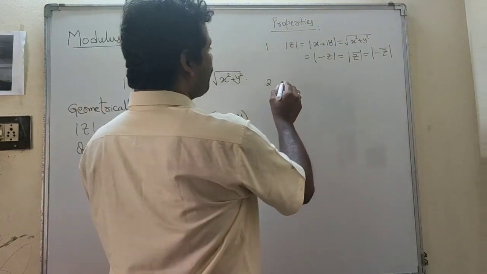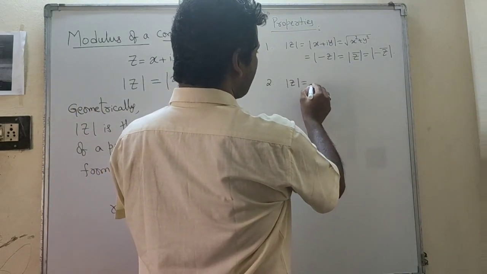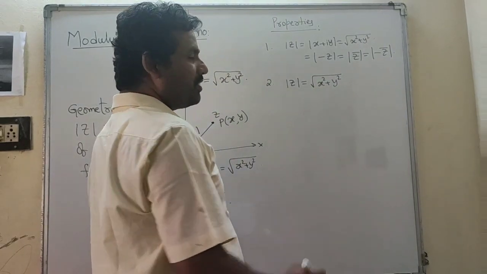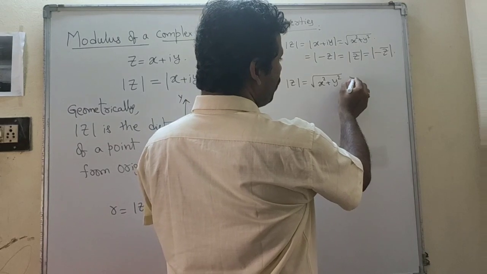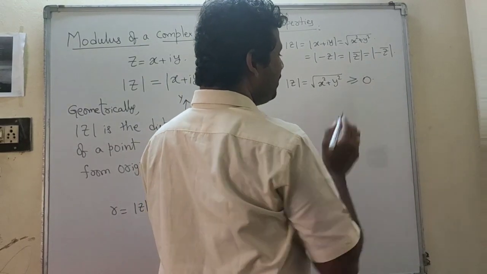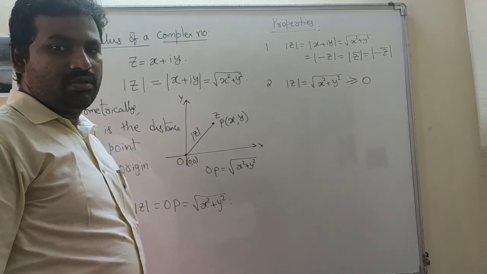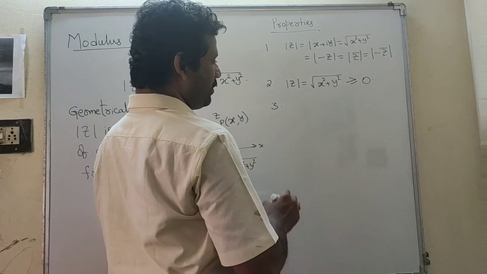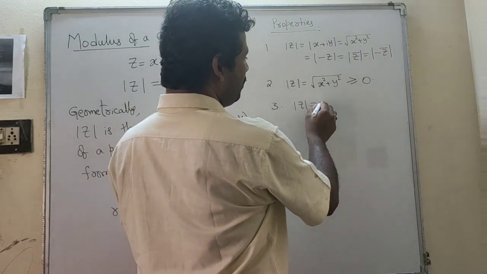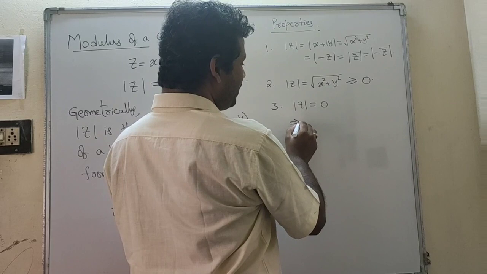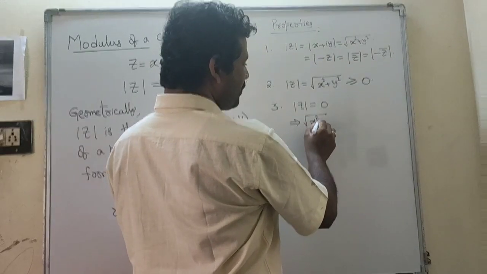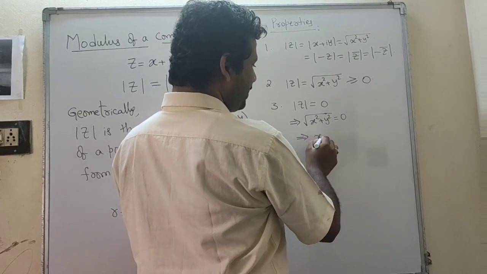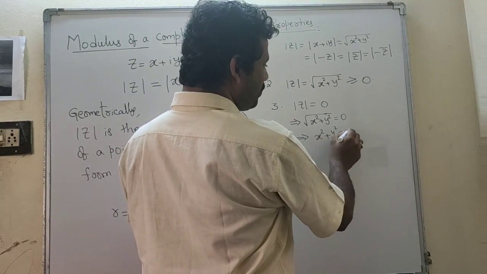It's a very important one. Mod z is square root of x square plus y square. This is a square root over something that is squares, so it is always greater than or equal to 0. So mod z is always greater than or equal to 0. And the third point, mod z equal to 0. When will it happen? Mod z equal to 0 means square root of x square plus y square equal to 0, that is, x square plus y square equal to 0.